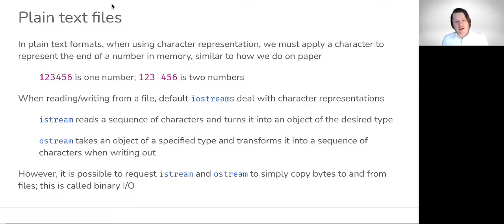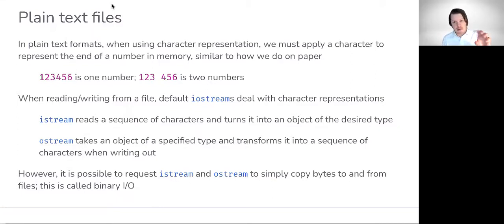So when we're reading or writing from a file, default IO streams are always going to deal with character representations. If you had an integer number and we're writing out to a file, it's going to take that number and decompose it into a sequence of characters. An input stream reads a sequence of characters and essentially turns them into an object of the desired type.